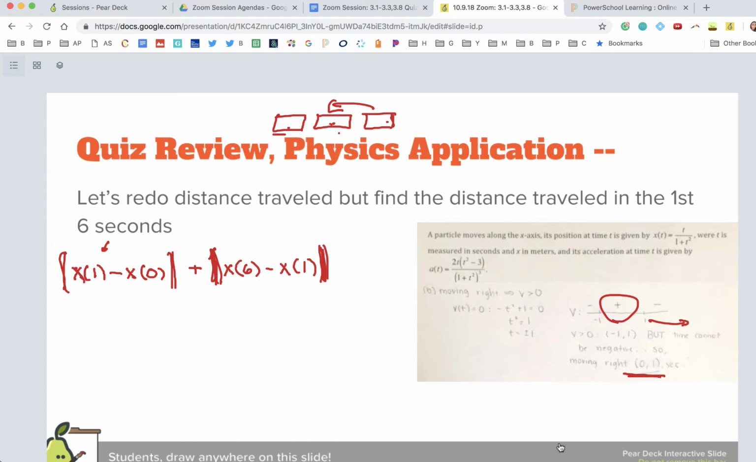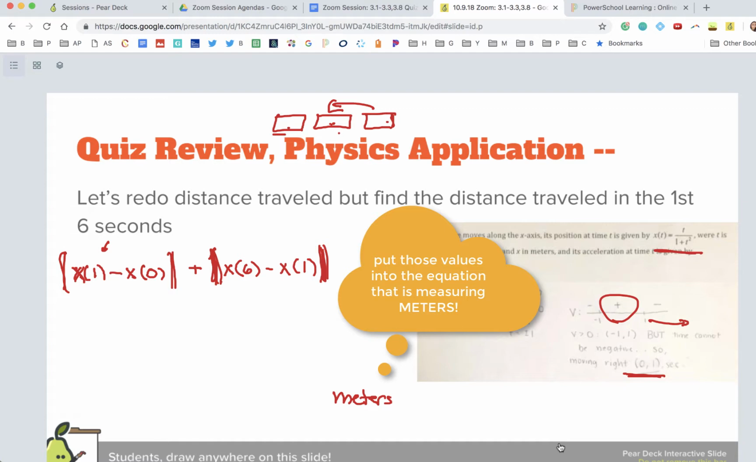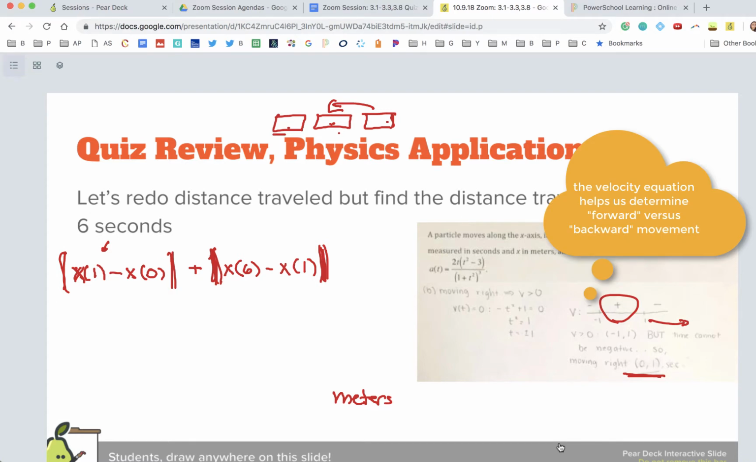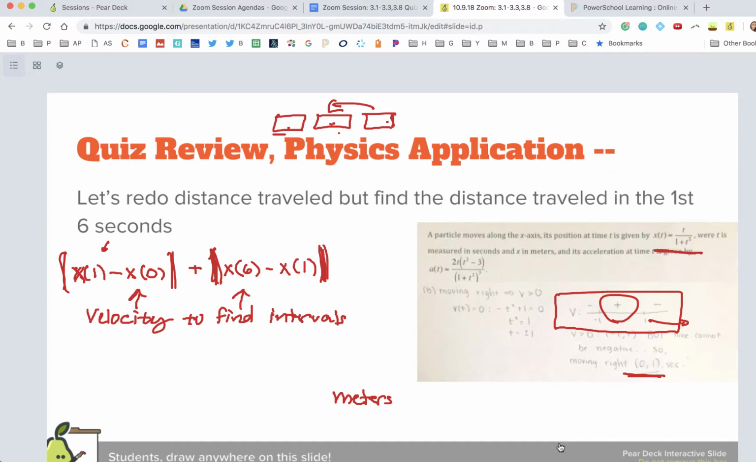You need to put this back into your original position function. You want distance traveled, right? So your key there is distance traveled is going to be measured in meters. Your answer is going to be in meters total. And so which equation are you going to put it in? You're going to put it in the equation that's measuring in meters. So obviously you want to put these numbers back into not the velocity equation, but the position equation. What are you looking at the velocity equation for? You're looking at the velocity equation to tell you where it is moving forwards versus backwards. So you need the velocity to find the intervals, okay? You use the velocity to find the intervals, then plug into the position function to calculate your final distance.